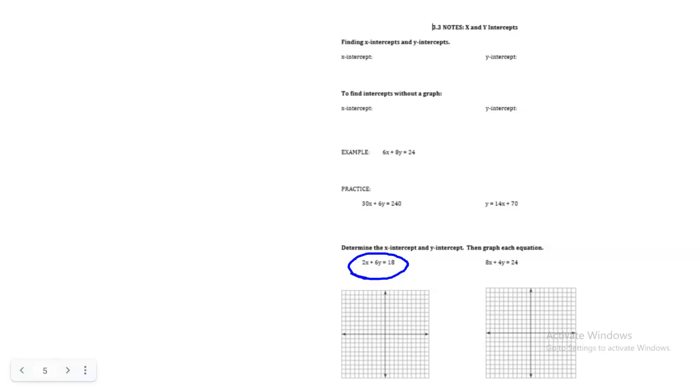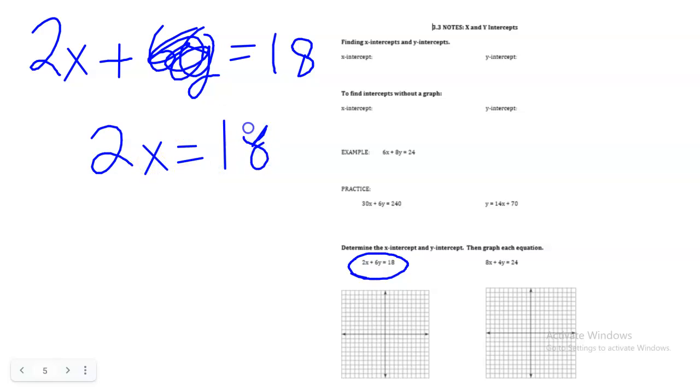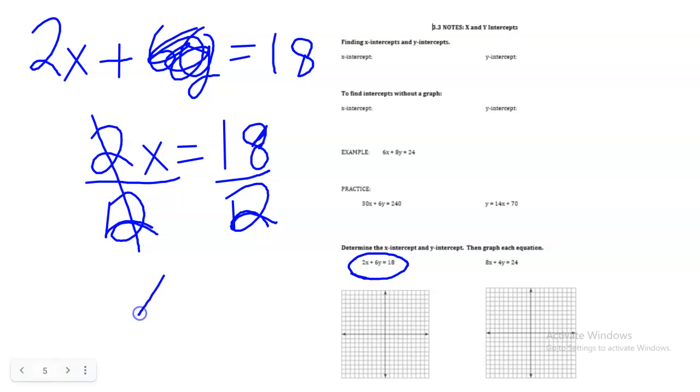So if I plug 0 in for y, 6 times 0 is just 0. It's equal to 18. Okay. And then I plug 0 in there. So that's just 0. So I've got 2x, and that's equal to 18. So if I want to get x by itself, I divide both sides by 2. If I do that, that's equal to 1, so I've got x, and then 18 divided by 2 is 9.